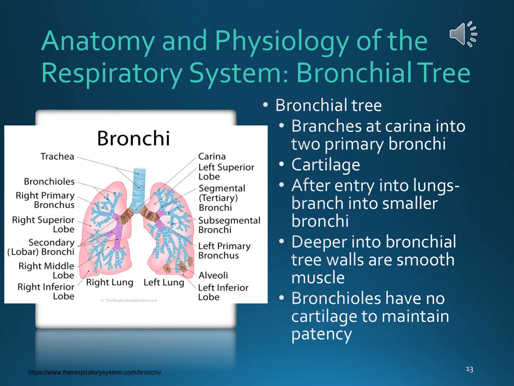So after the bronchi enter the lungs, they branch into smaller secondary bronchi. There's one for each lobe. The right has 3 lobes, so there are 3 right secondary bronchi, and the left lung has 2 lobes, and so there are 2 left secondary bronchi. As they go deeper and deeper, they branch into tertiary bronchi, and at this point, they lose their cartilage, and the walls are smooth muscle. The bronchioles are the last division of the bronchial tree, and they also have no cartilage to maintain patency.